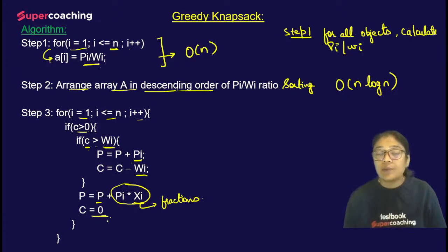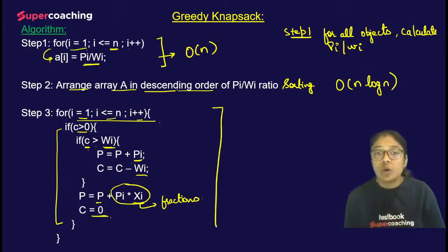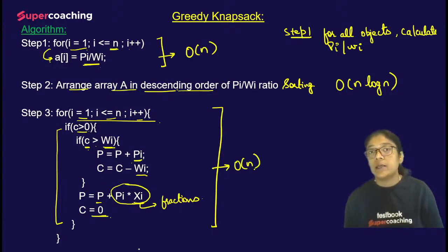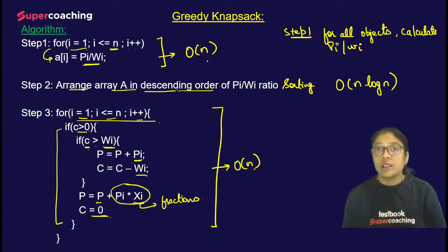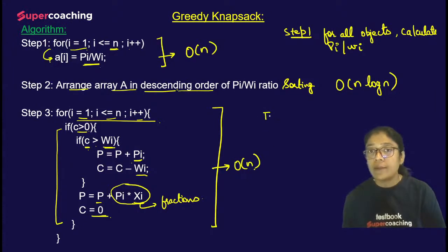What is the time required by step 3? Here some if and else are used, so that's going to take constant time. So here we have just one for loop. This is also going to take order of n. Third step is also taking linear time complexity. Step 1 takes linear time complexity. Step 2 needs n log n. Step 3 needs n. So what will be the total time complexity?